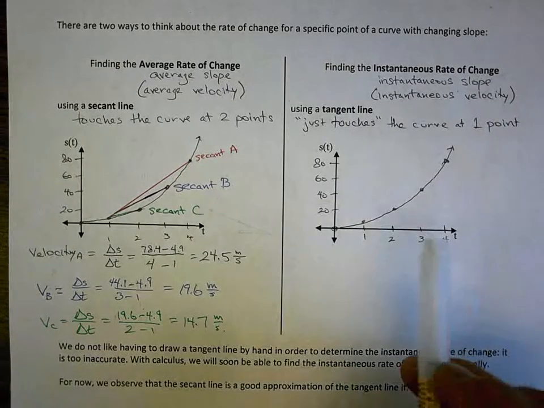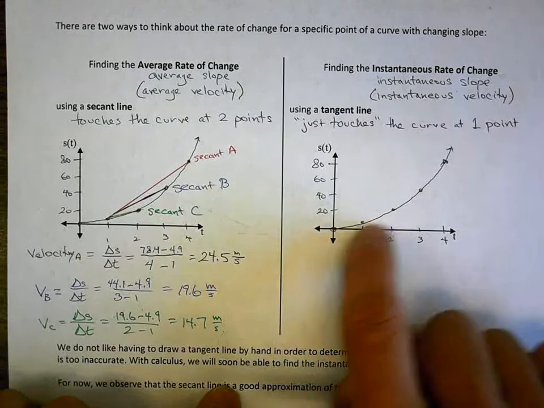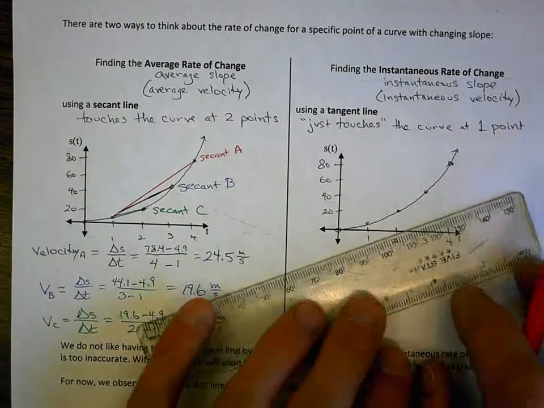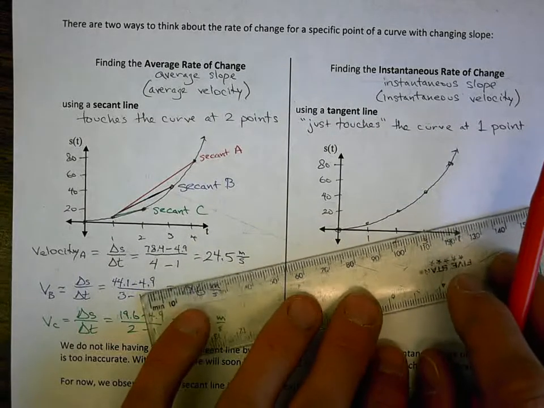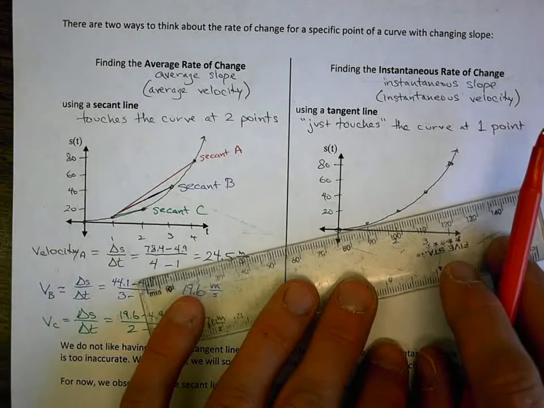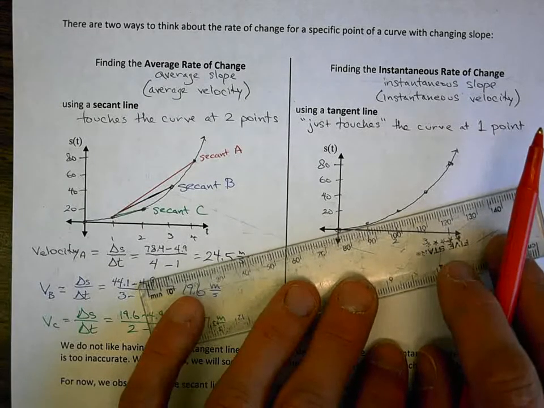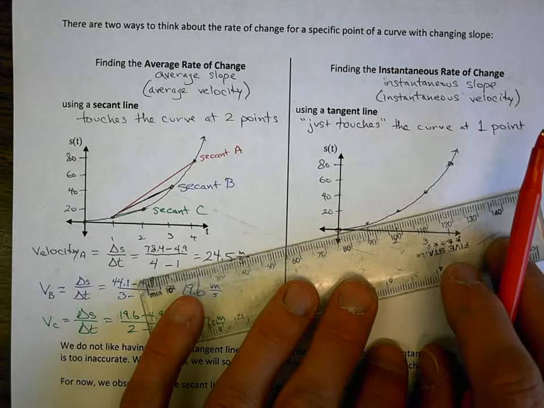So if I wanted to find the tangent line at t equals 1, the slope at t equals 1, I draw a line that best approximates the slope at that second. And to do that, you draw a line that just touches the curve at that point. Now you have to try to balance it so that it is the best approximation. Your sketch is never going to be perfect, but you're going to have to do your best.